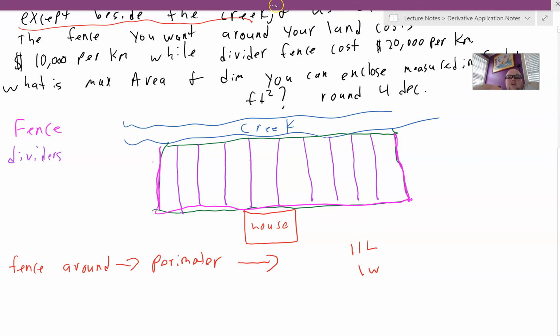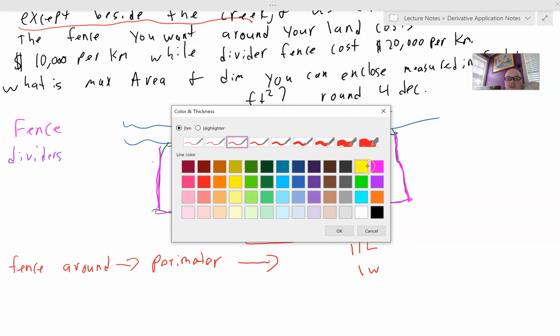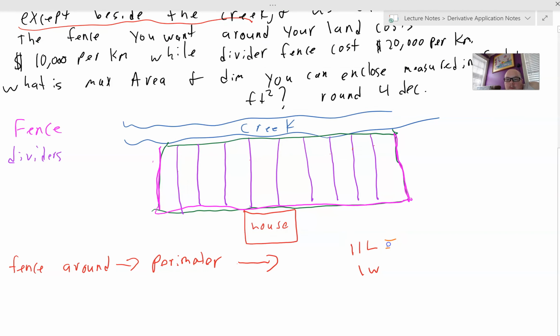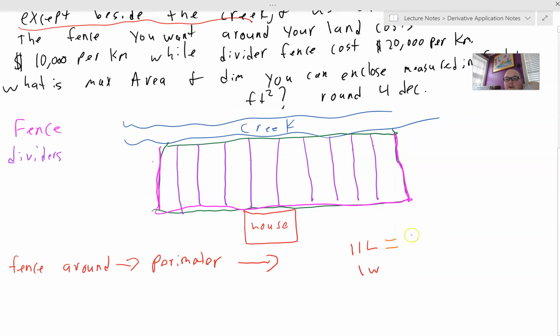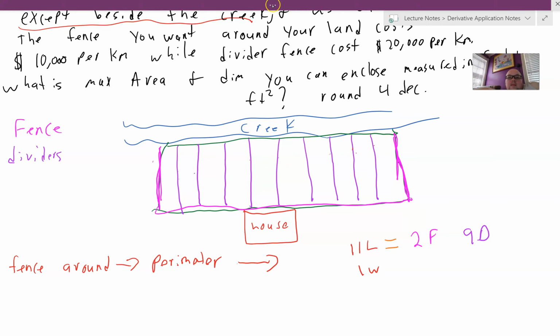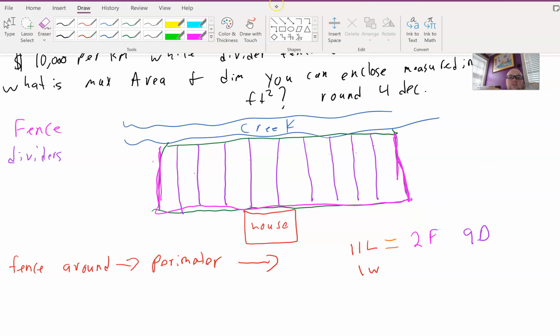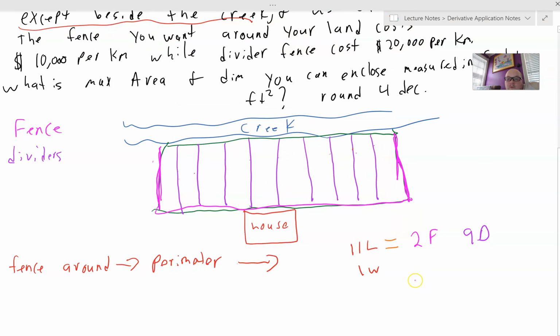But in those 11 lengths, we have two fence pieces, two hot pinks right here at the end. And then nine purple, 1, 2, 3, 4, 5, 6, 7, 8, 9 dividers. Whereas for our width, we just have one fence.